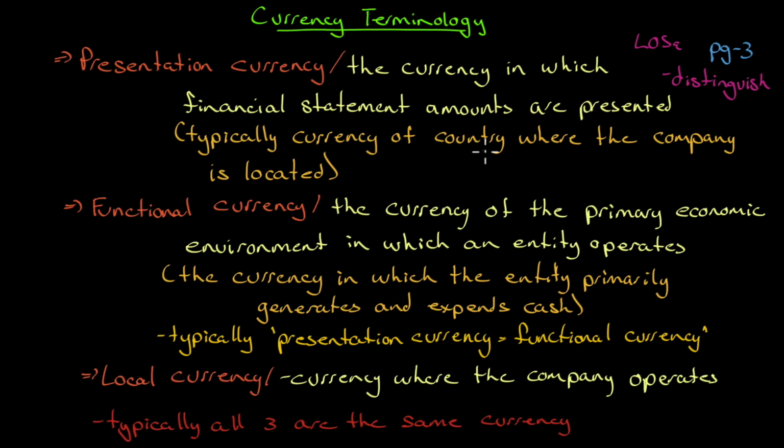Typically the currency of the country where the company is located. Now, let's say that I'm a Canadian company and I have a subsidiary in the U.S. And the U.S. subsidiary does all its business in U.S. dollars, but I'm a Canadian company. I still must report my income to the Canadian tax authorities, and the U.S. subsidiary must still report its income to the U.S. tax authorities.